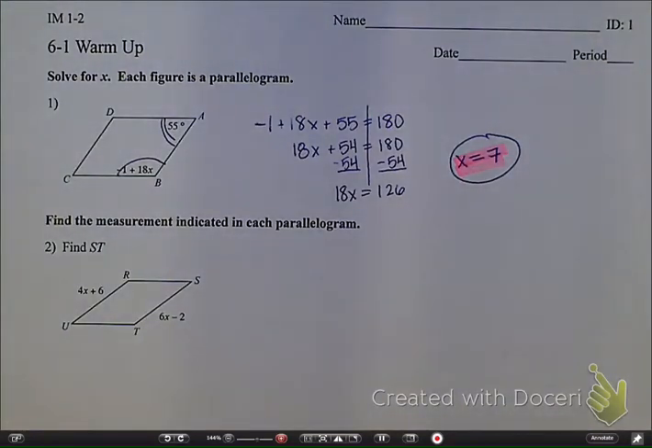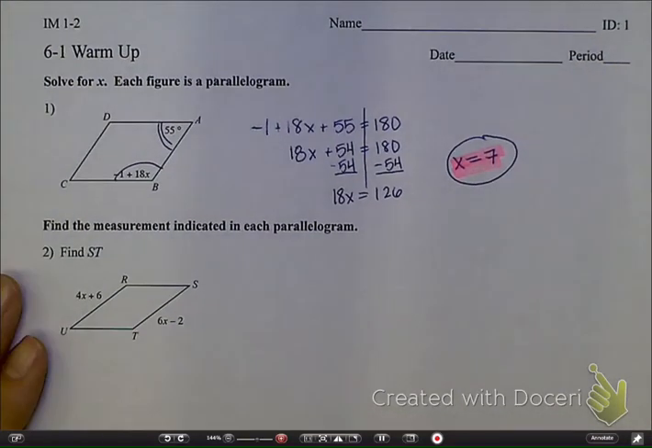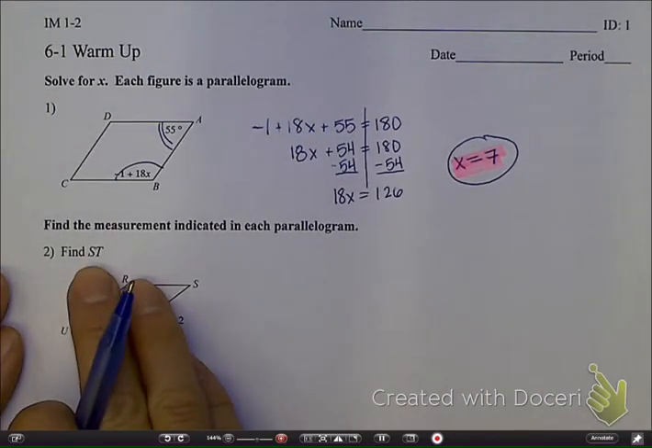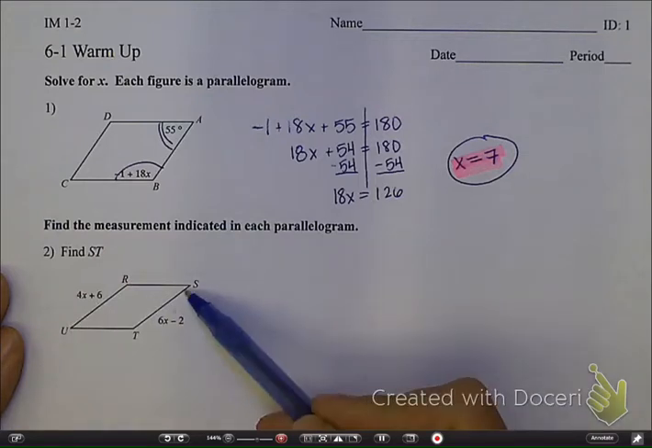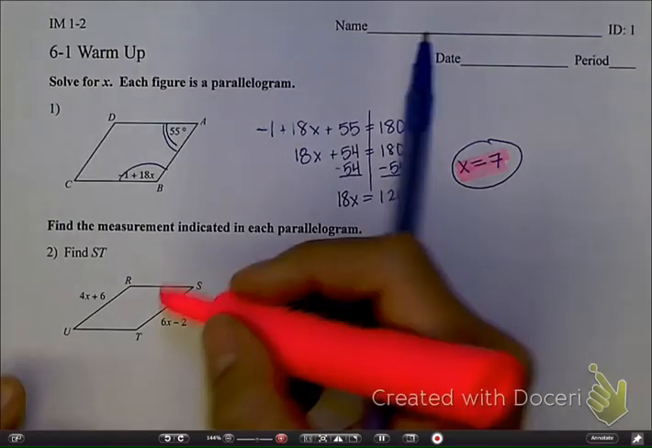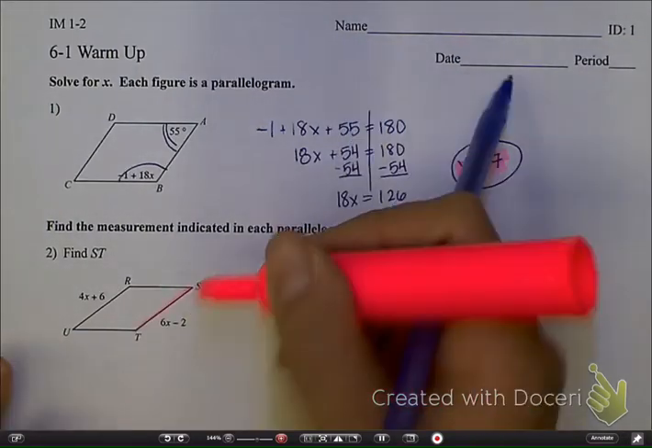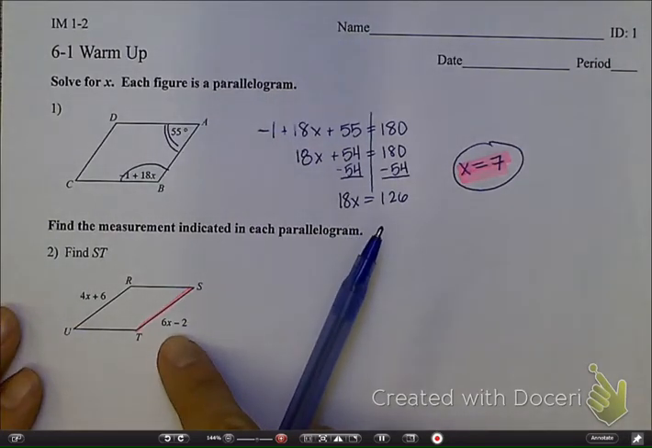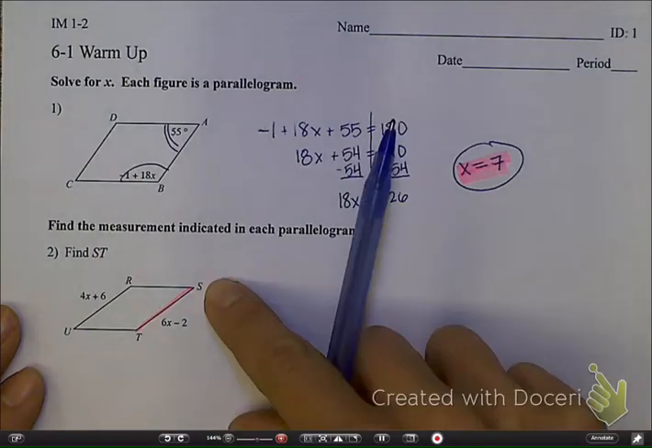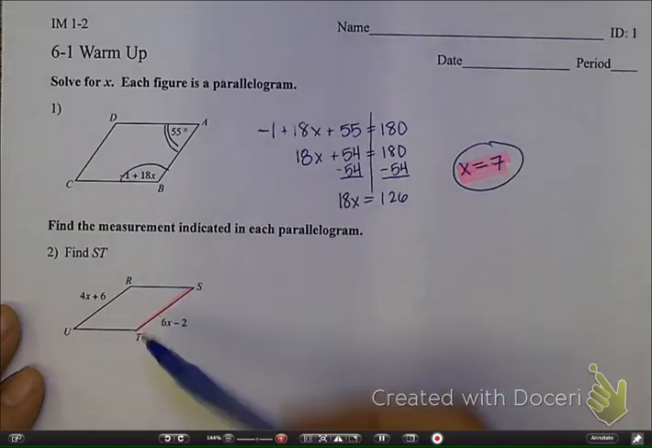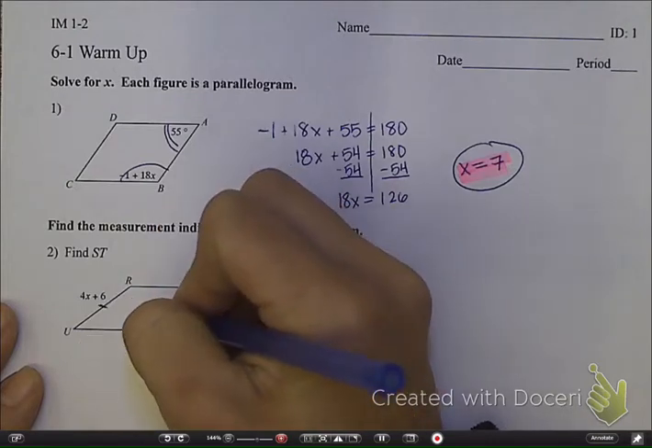Okay. All right, let's take a look at number 2. It says find the measurement indicated in each parallelogram. So it wants me to find ST. ST means this side, and it means find the length of this side right here. Okay, so this is the side I'm trying to actually find the length of. Now, they gave me an expression here, which is 6x minus 2. So if I could just figure out what x is and plug it in, then I would know the entire length of the side. Okay, now these two sides, because it told me this was a parallelogram, are congruent. So I know that this side and this side are the same.